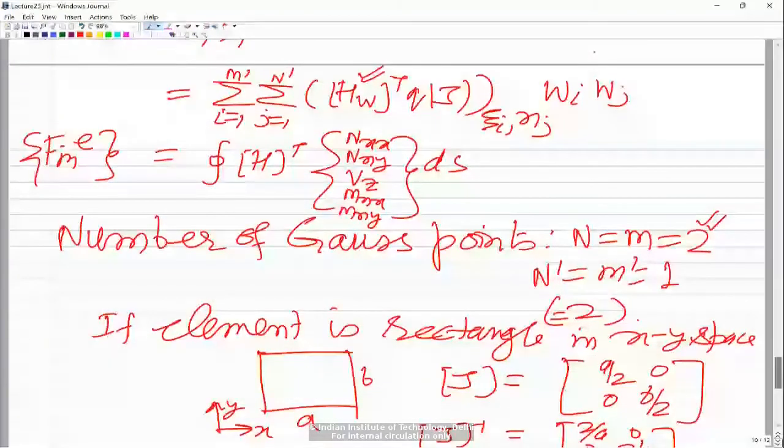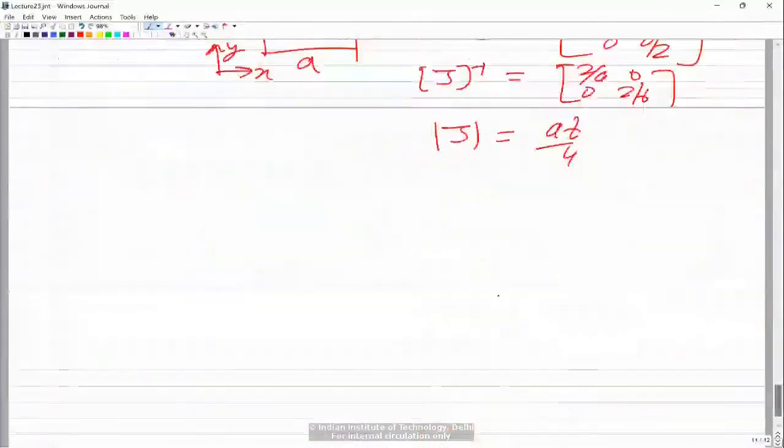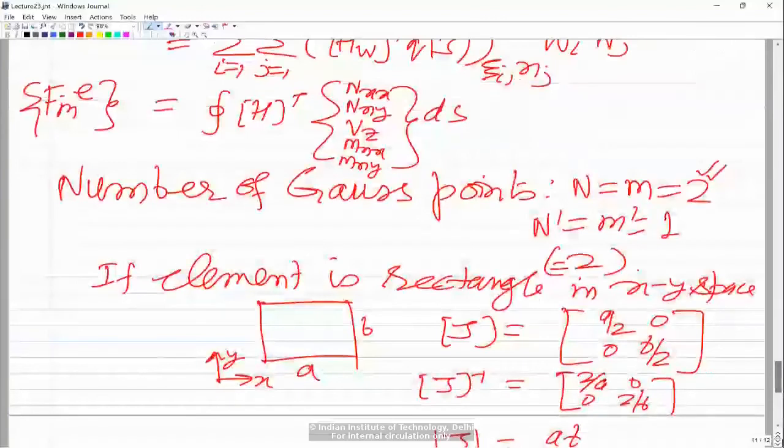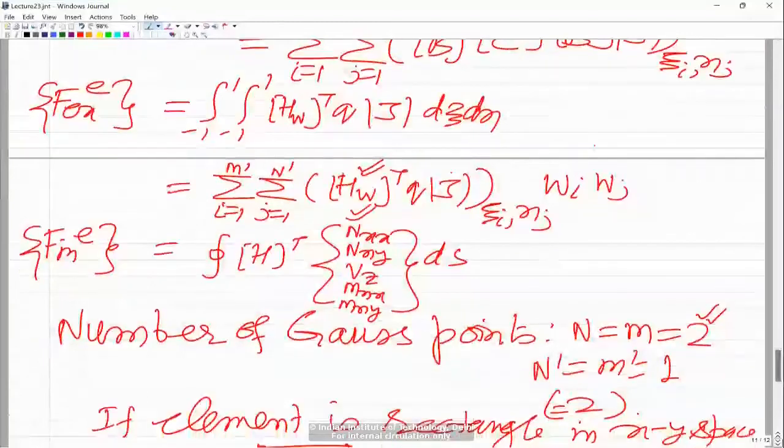HW is the interpolation of W, and that is in terms of N1, N2, N3, N4. And if you remember, for the 4 noded isoparametric elements, N1, N2, N3, N4 are linear in xi and eta. So the highest power of xi and eta in this HW matrix is going to be 1. And for a rectangular element in the physical xy coordinate space, this determinant J is constant. So then in the integrand, the quantity which we are integrating, the highest power of xi and eta is going to be 1.